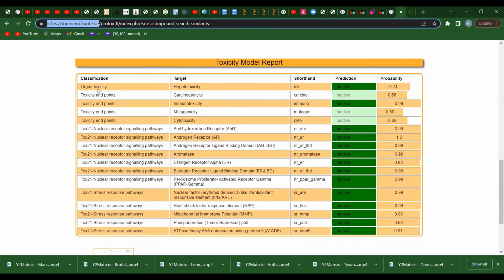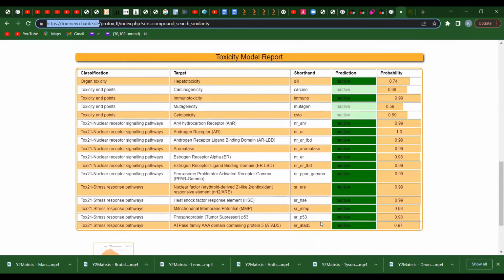The first one is against the liver. Is it toxic to the liver? It says inactive. So at that dosage, it is not toxic to the liver. But at a very high dosage, it can be. But at that average dosage, it's not toxic. Is it carcinogenic? It says no. Is it immunotoxic? No, inactive. Is it mutagenic? It says inactive. That's no. It's not cytotoxic. And it does not affect all these pathways. As you can see, inactive, inactive, inactive, inactive.